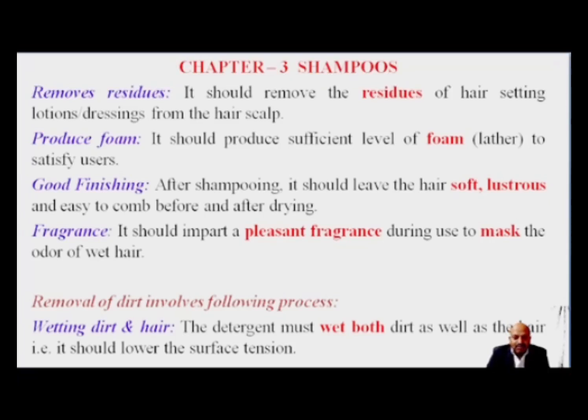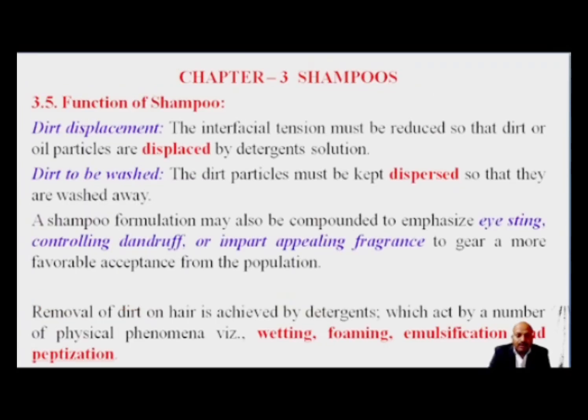Removal of dirt involves the following processes. How the shampoo removes the dirt involves various processes we can see. First, wetting the dirt and hair. The detergent must wet both dirt as well as the hair. That is, it should lower the surface tension. That is the first point. Second point, dirt displacement. The interfacial tension must be reduced so that dirt or oil particles are displaced by the detergent solutions. This is very important.